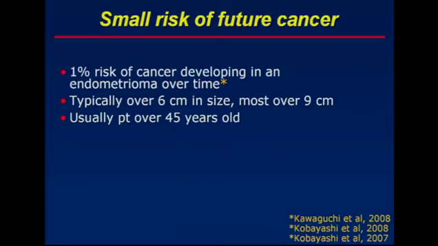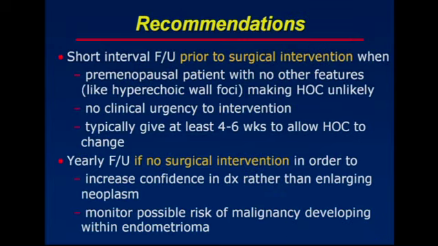There is a small risk of future cancer in endometriomas if you're watching these endometriomas, if you're not taking them out. There's a 1% risk of cancer developing in an endometrioma over time. Typically, these masses are over 6 centimeters in size, and in fact, most of them are quite large, over 9 centimeters in size. And typically, the patient is older. But this is why the SRU recommended that we follow endometriomas if we don't take them out.